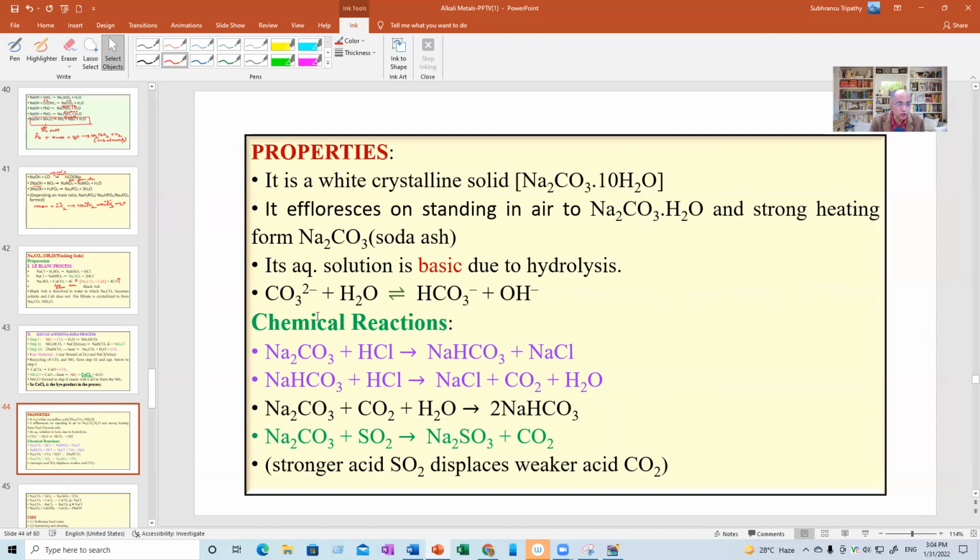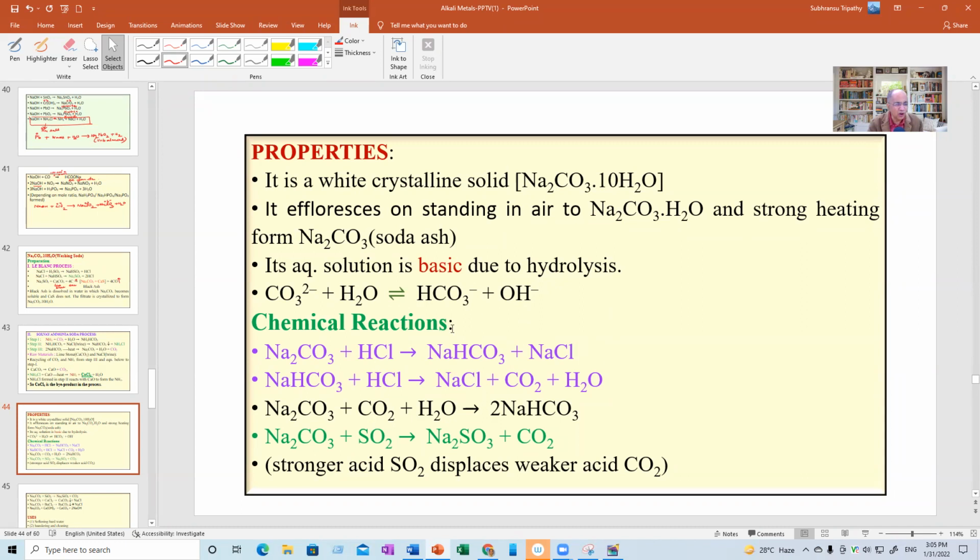And the solution is basic because of salt hydrolysis. The carbonate ion picks up a proton from water, becomes bicarbonate ion and produces OH minus. And of course, bicarbonate ion will also pick up H plus ion to produce carbonic acid and OH minus ion. But the K value of the first is greater than the second one. So the OH minus ion concentration is calculated from the first step. Second step, the K is much lesser. We'll be doing the intricate ionic equilibrium problems involving all this in our subsequent class.